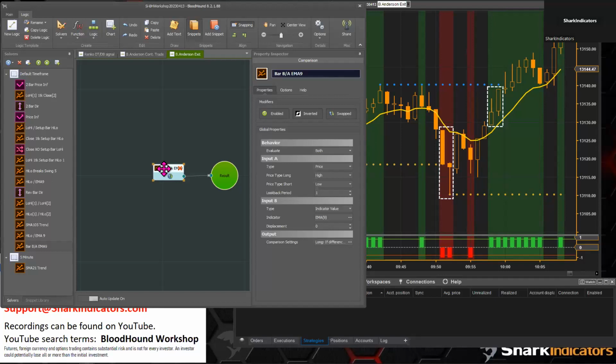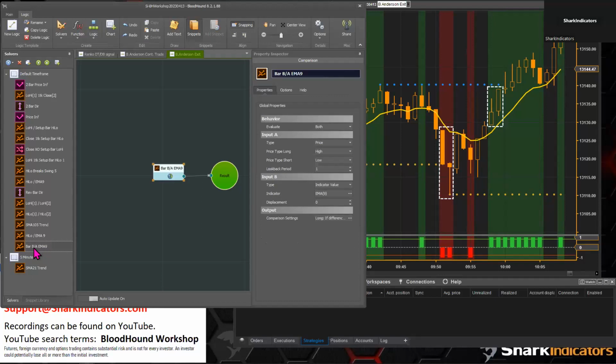And of course, again, this exit signal is built on the 1 minute bar data and the 1 minute EMA. So if you wanted to switch this over so that it's running on the 5 minute chart, then you could just, there you go. So it's that solver there. So you can make a copy of it or a duplicate of it and then move it onto the 5 minute time frame. Right.